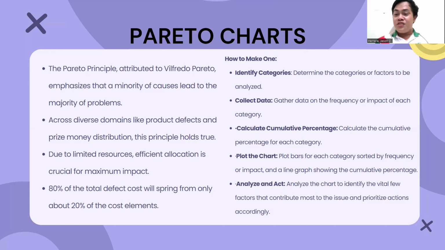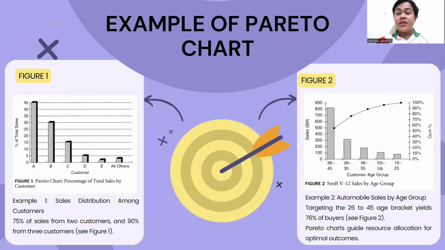How to make one? First, of course, identifying the categories. Next is collecting data. Calculate the cumulative percentage. I will show you what the meaning of cumulative percentage is. Plot the chart, analyze and act. This is a sample of the Pareto chart.